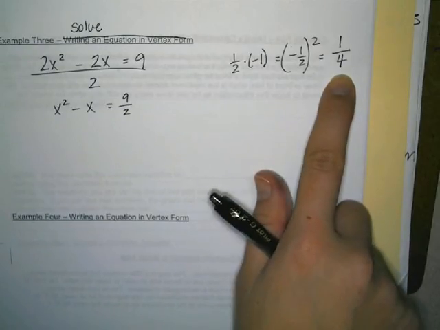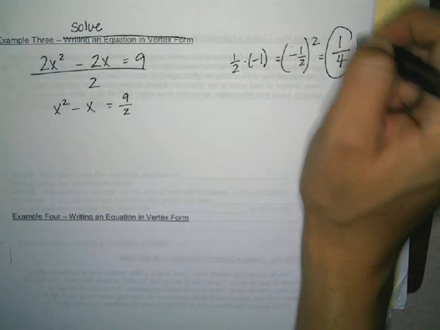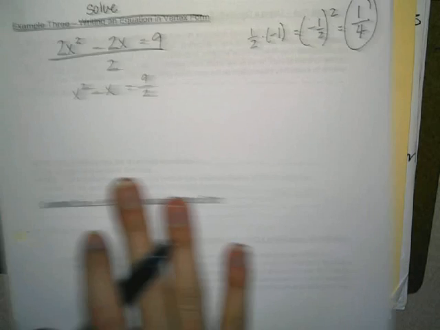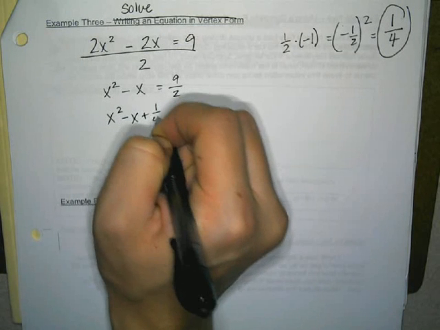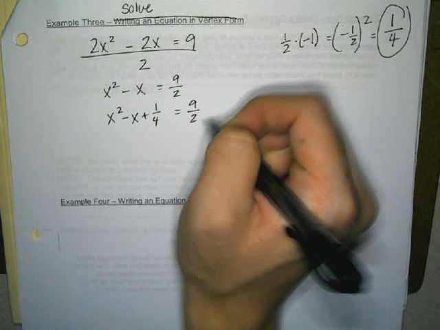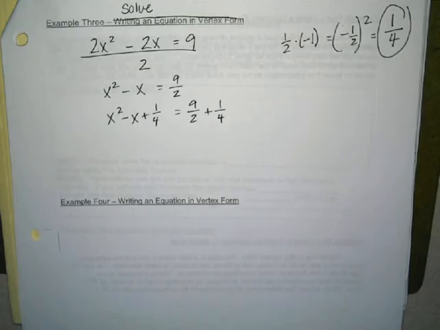Okay. This is the number that gets added to both sides. Okay, so we get x squared minus x plus 1/4. Then on the other side we have 9/2 plus 1/4. You have to add it to both. Some of us were missing that step too, so just be careful. Now we factor the left.